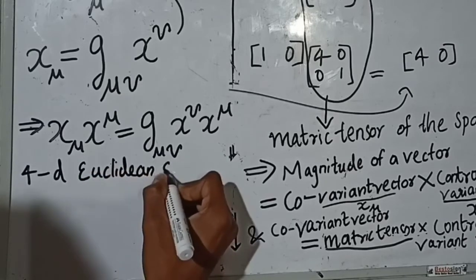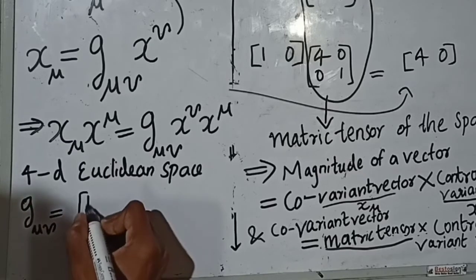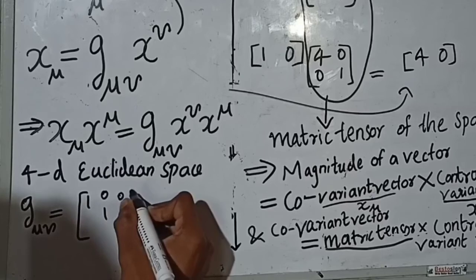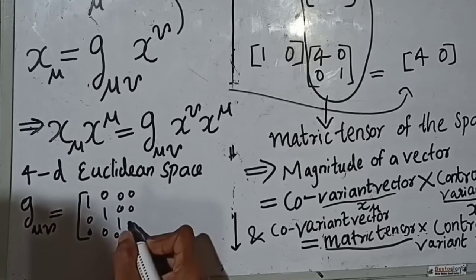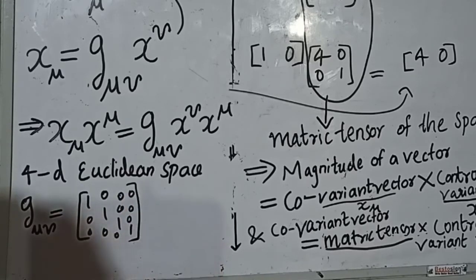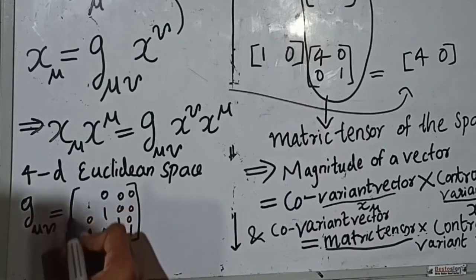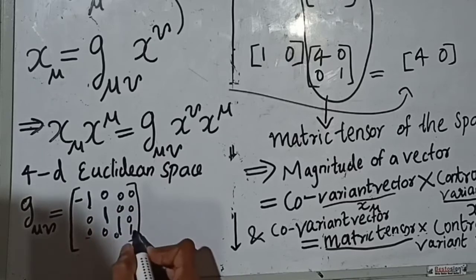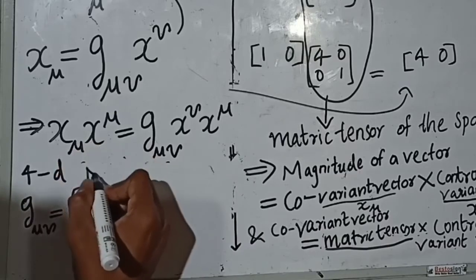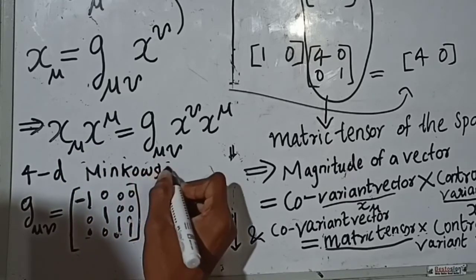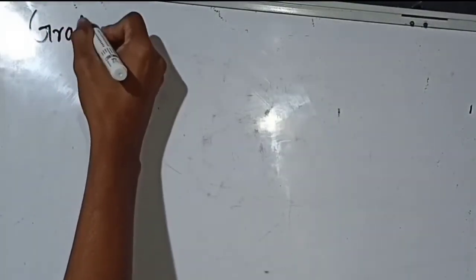So in 4-dimensional Euclidean space, this metric tensor g sub mu nu is actually the identity matrix, the diagonal matrix 1 1 1 1. All other components are 0. But Minkowski space is 4-dimensional, and this space is actually the space that we use in special theory of relativity, and in Minkowski space the first component of this matrix is -1, and this is actually the after effect of the constant speed of light. In some textbooks we also use the first component as +1 and the other 3 diagonal components as -1.